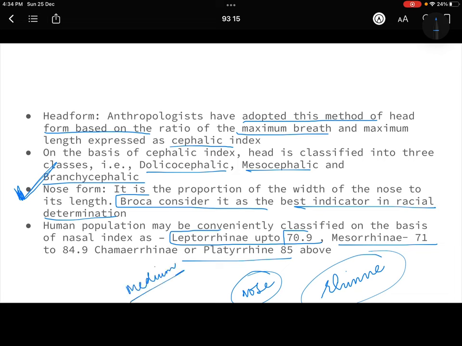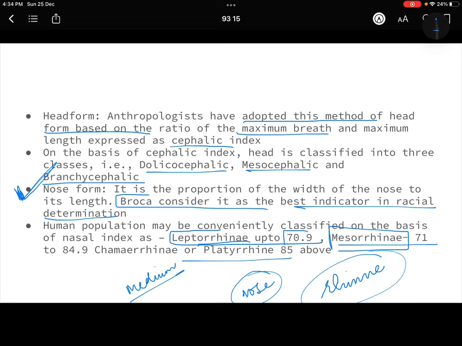And then comes your platyrhine, which is like a broad nose, which is predominantly, you can say, platyrhine noses jo hote hai na, Australians have that kind of noses. Or Negroes have that kind of noses, right? Humne dekhe the na, kal we saw the Australians and the Africans have, they have quite platyrhine noses. Similarly, Mongoloids have a mesorhine kind of a nose. Unka medium sa rehta na, not very thin or not very broad also.